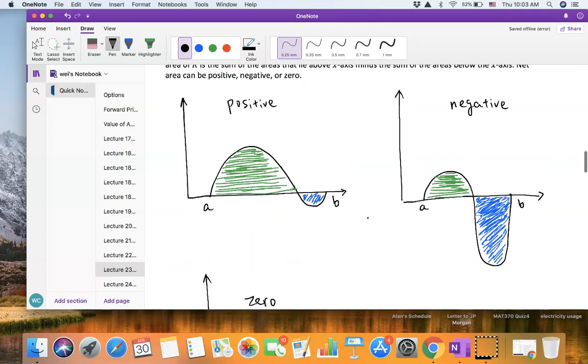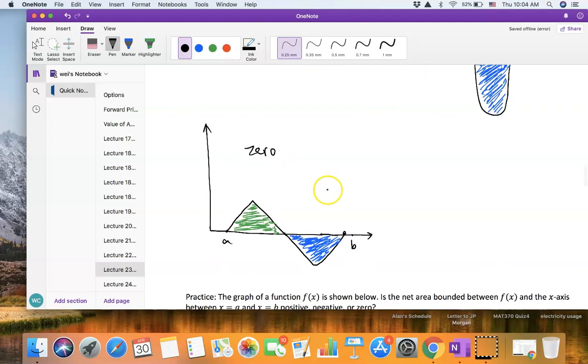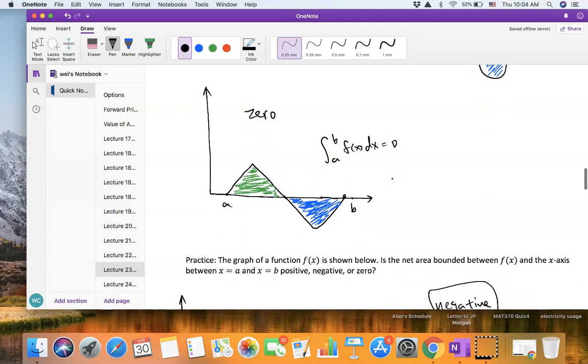Like here, since the net area is positive, this definite integral is going to be positive, and this definite integral is negative. And for this one, the definite integral is going to be 0.